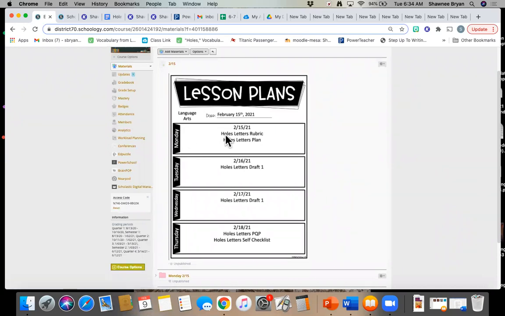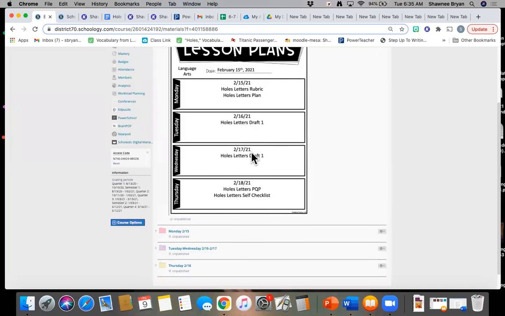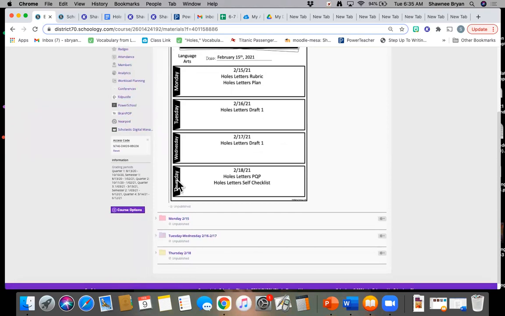On Monday, you are going to be looking at the wholes letters rubric. This is a grading rubric that lets you know everything that you have to include for your wholes final project. And you are going to create your plan for both letters. Tuesday and Wednesday, you're going to be working on the first draft. And then on Thursday, you are going to complete a PQP or a partner edit, as well as a self checklist before moving on to the final draft next week.